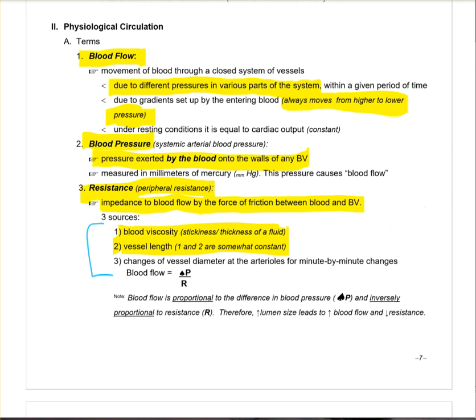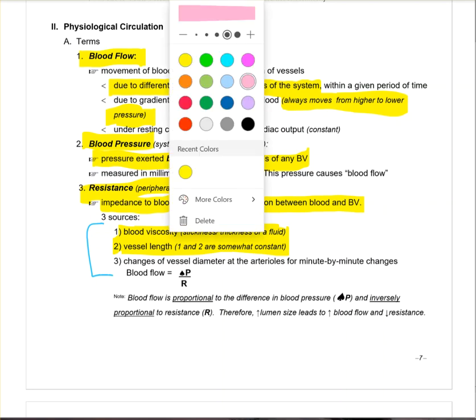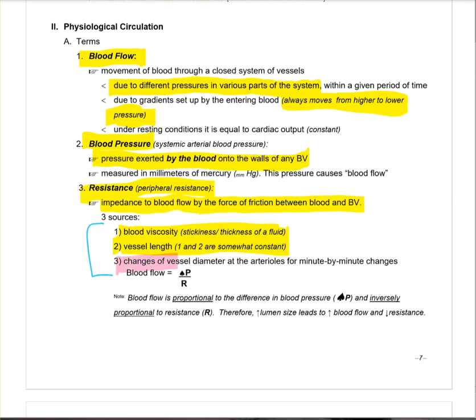But generally, these first two are mostly constant. In a normal individual, our blood viscosity doesn't change very much, and our vessel length doesn't change very much. The thing that does change a lot, and we'll put it in a different color just to highlight it, are changes in vessel diameter. This is because the arterioles can change their diameter by vasoconstricting and vasodilating, and they can do it minute by minute.